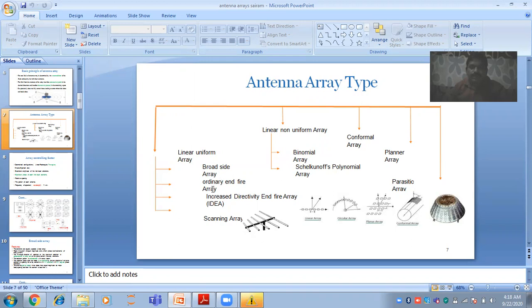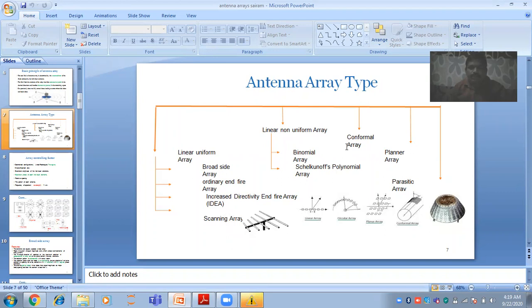Broadside arrays, end-fire arrays. And in order to increase the directivity of an end-fire array, some conditions are imposed on that array. So that is called increased directivity end-fire array. And later one is scanning arrays. So this is the last topic of the third unit, of course.